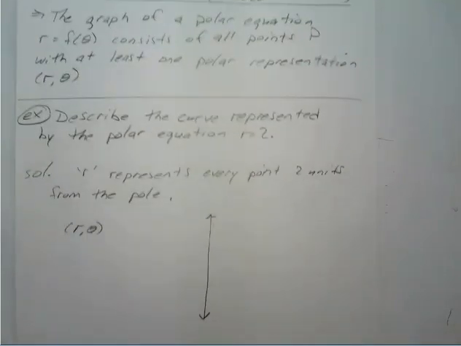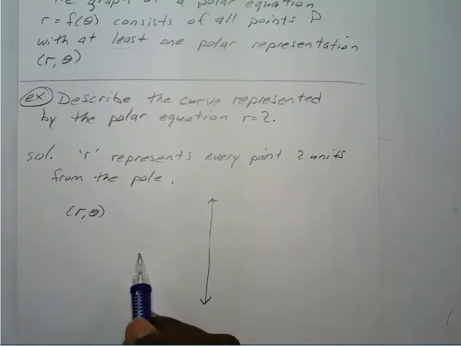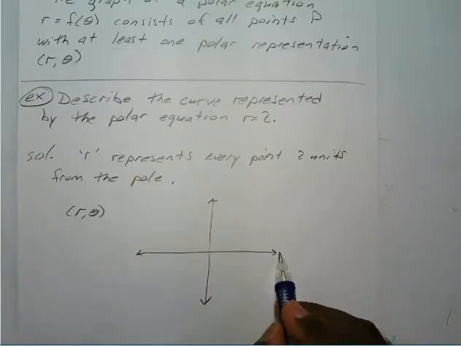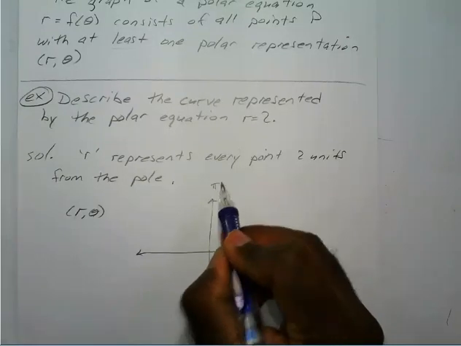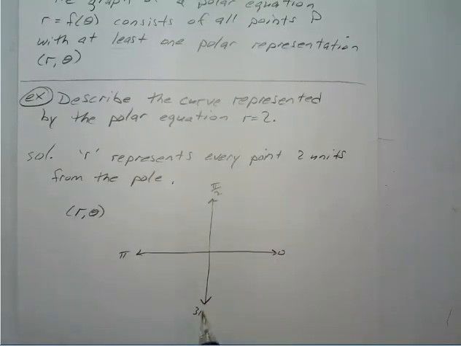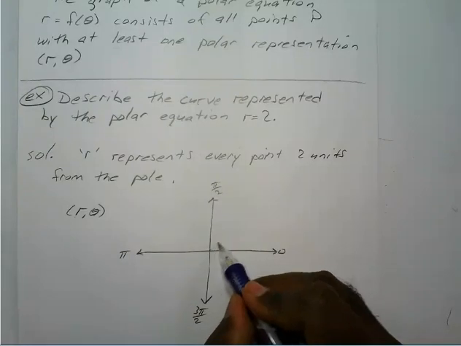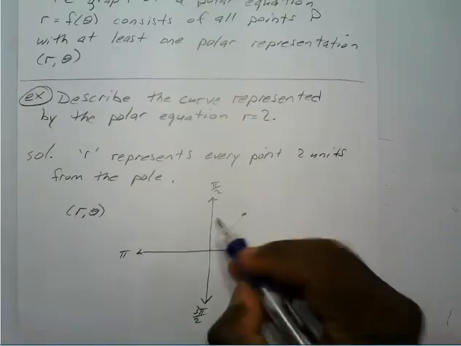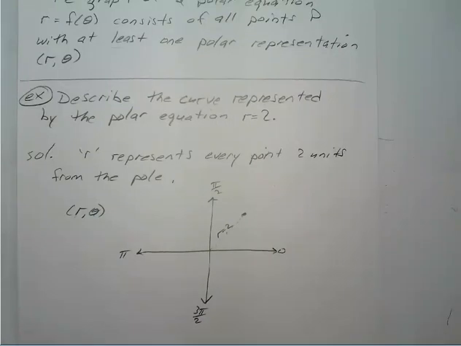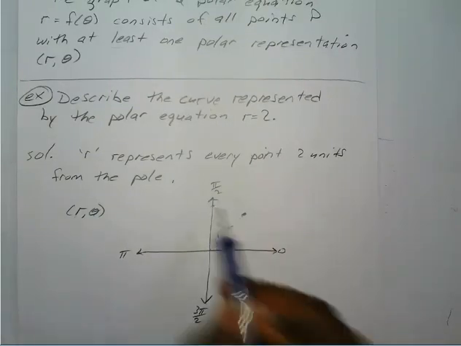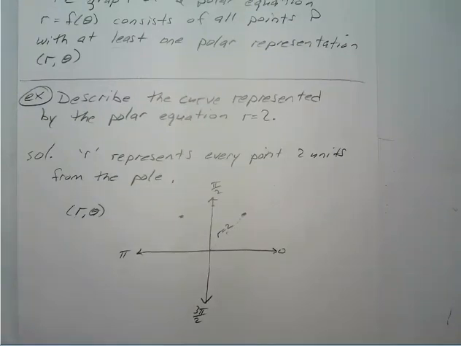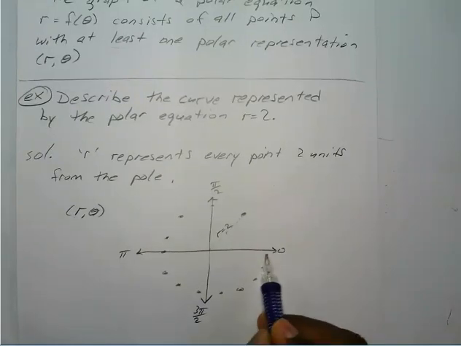If you look, let me scroll that up a little bit. There we go. So we have 0, pi over 2, pi, and 3 pi over 2. Let's say that we know that this is r equals 2. Then this is also r equals 2, and this is also r equals 2, and this is also r equals 2. All of these points are exactly 2 units from the origin.